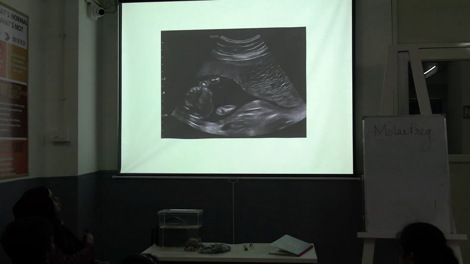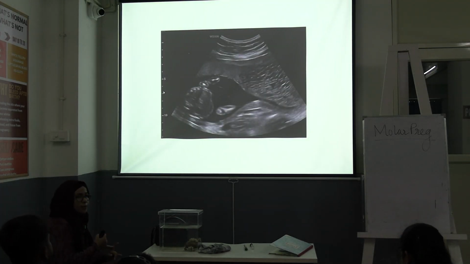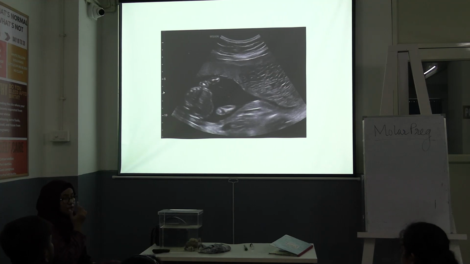Clinical features, what will the patient present with? Vaginal bleeding. There will be a history of amenorrhea followed by vaginal bleeding. There can be pain in the abdomen. There can be excess vomiting, that is hyperemesis gravidarum. Why is there hyperemesis gravidarum in this case? Beta HCG level. Yes, beta HCG level is increased in molar pregnancy. That's why there can be hyperemesis gravidarum.